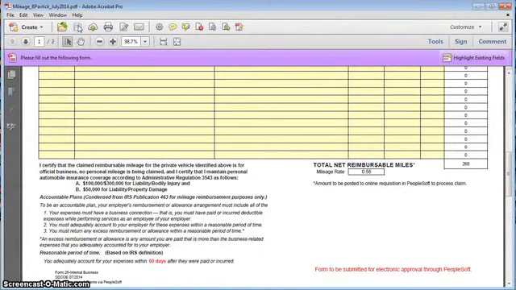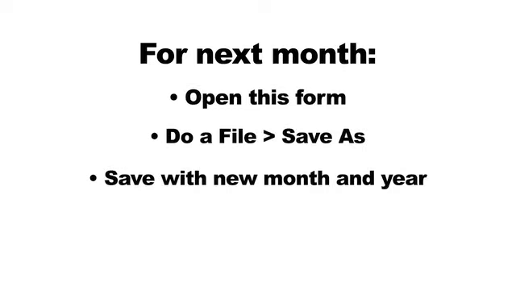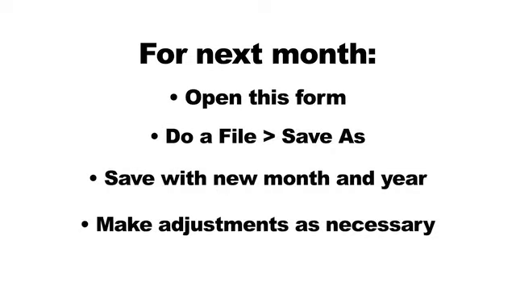Click Save to save the form. Now that you've done this once, for next month, you can open this form, do a Save As, and save it with the new month and year in the file name and make adjustments as necessary. That way you don't need to go back to Common Ground and re-download the same form.